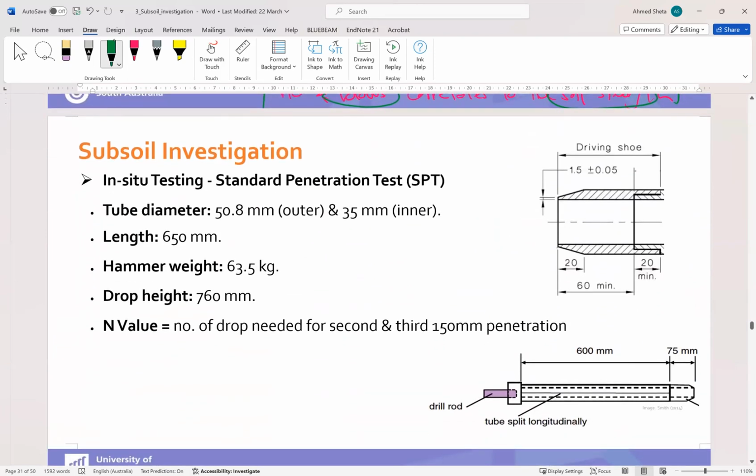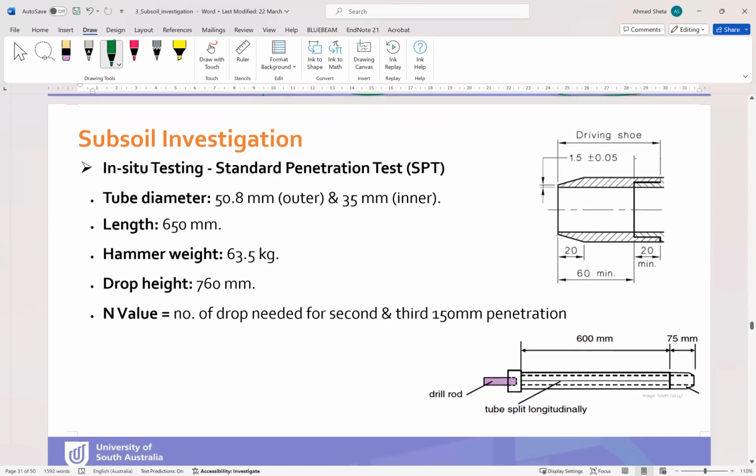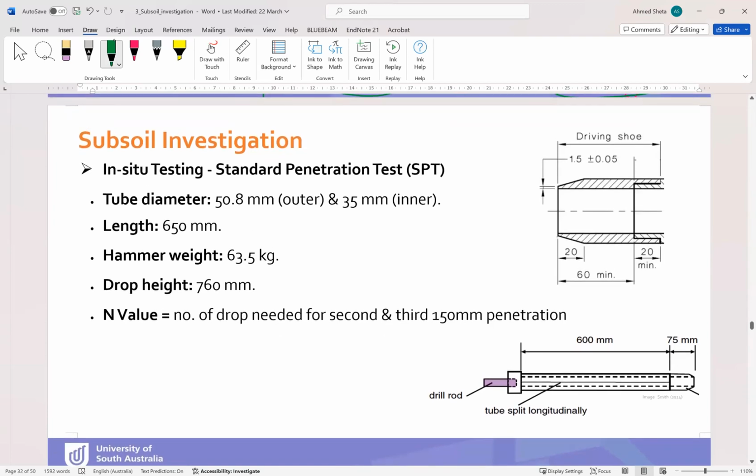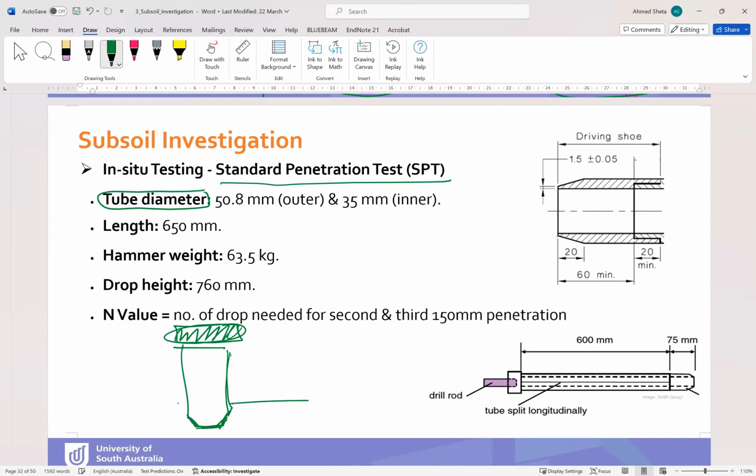Here is some definition of the testing tool used in this test. We have the standard penetration test, and we have the tube diameter. This is a sampler that will extract the soil. It has a sharp edge, as you can see here, and the hammer will be somewhere here to hit the sampler to penetrate the soil. So this is our sampler, and this is the hammer.